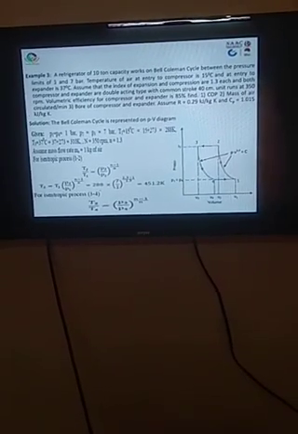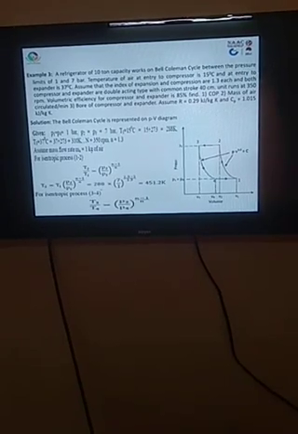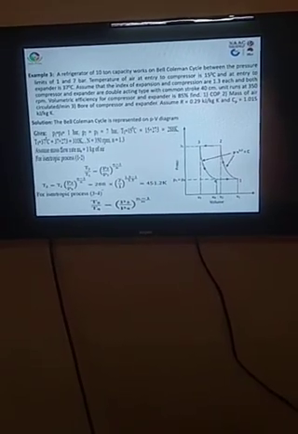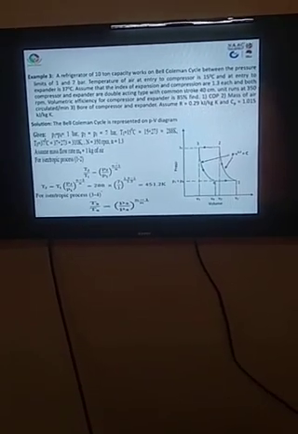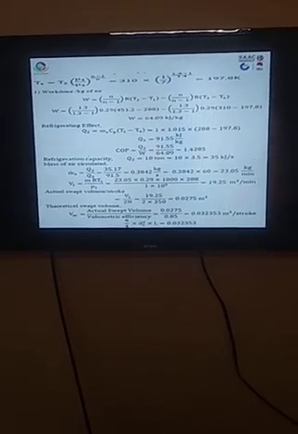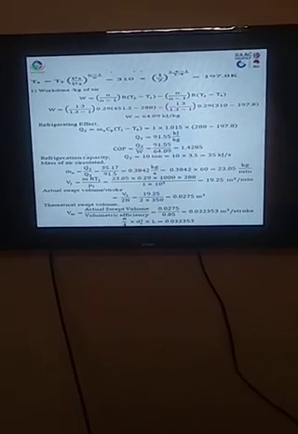So T2 is obtained as 451 Kelvin, whereas process 3 to 4 is an expansion process. So T3 divided by T4 is equal to (P3 divided by P4) raised to (n minus 1) upon n. The T4 value is obtained as 197.8 Kelvin.